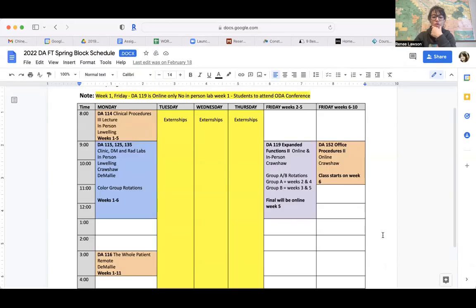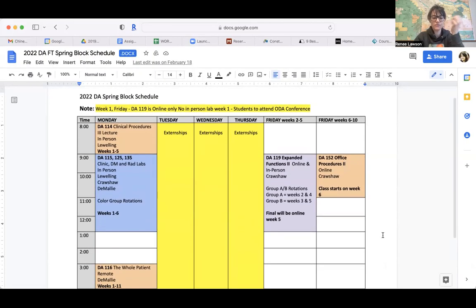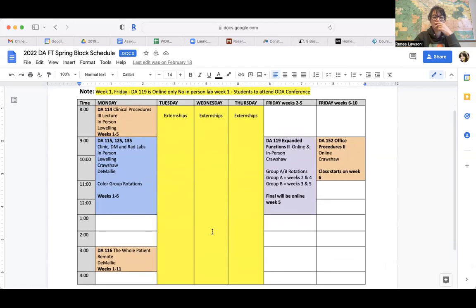Okay, so this is your block schedule for spring term. You'll see that on Monday afternoon at 3 o'clock, that's where the time slot is for DA 116. It says it's a remote class and it runs the whole term. So it's a whole term class. So this time slot, this 3 o'clock on Mondays, you don't have to do anything.